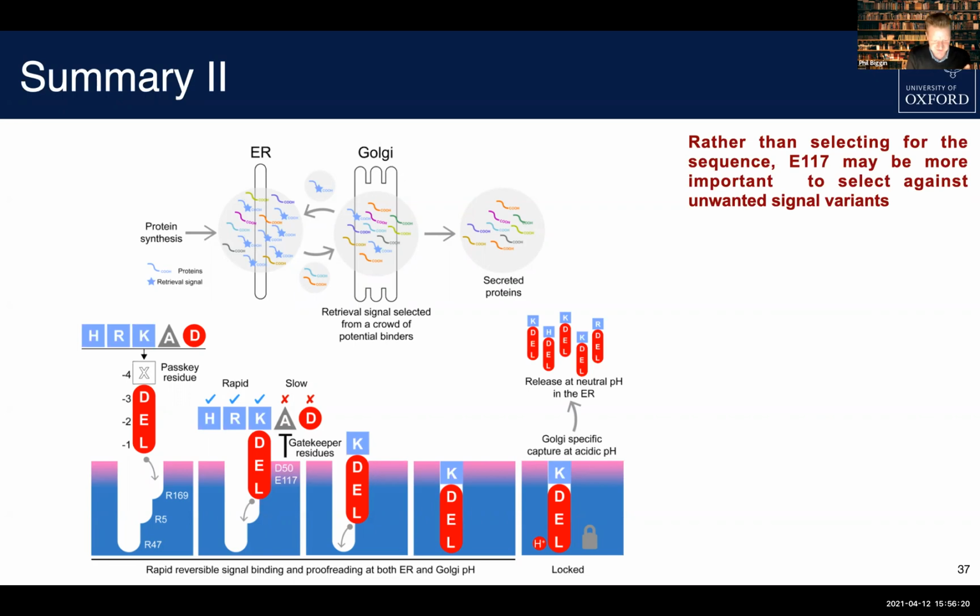So we think this is what happens. If it's H or R or K, it's fine, it gets past the gatekeeper, and then it goes in through the arginine ladder, and then it gets locked in position, and can then be trafficked back to the ER and released and so on and so forth. And if it's not the right residue, then it's prevented by electrostatic steering.